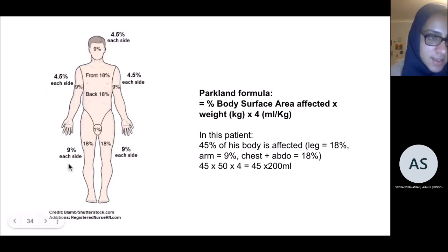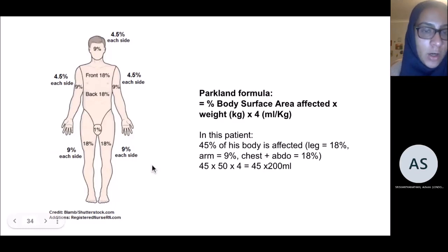there is a diagram that you need to use. One side of the arm counts as 4.5%, both sides of the arm count as 9%, your front counts as 18%, and one side of your leg counts as 9%. So you can see it in the graph.